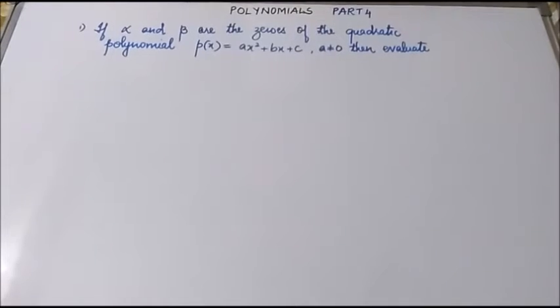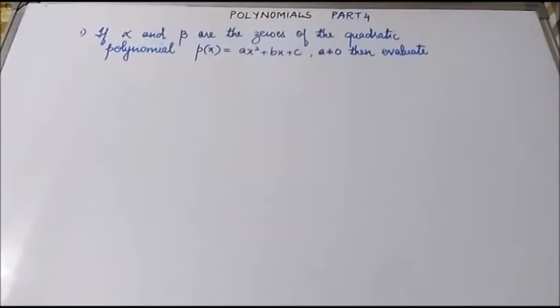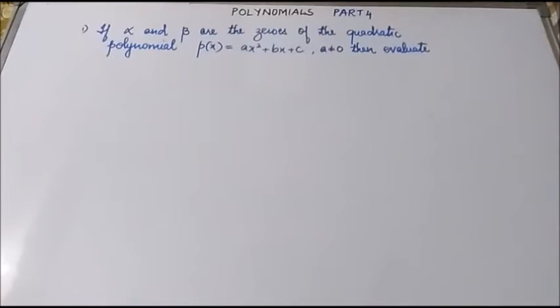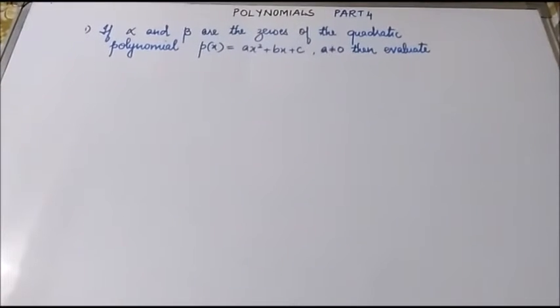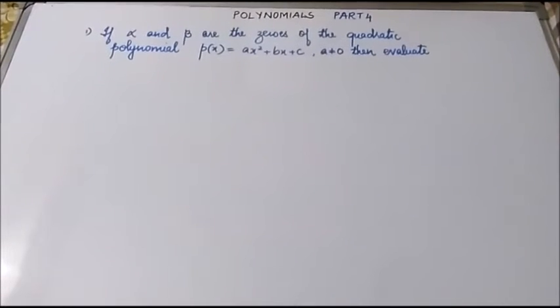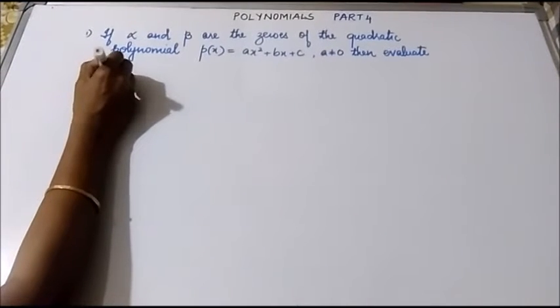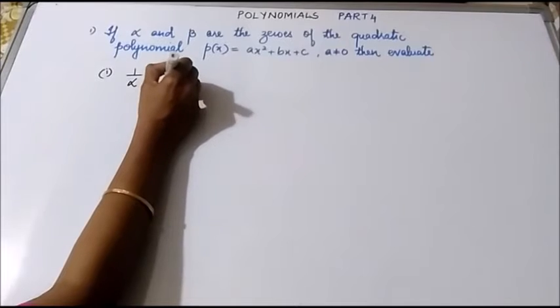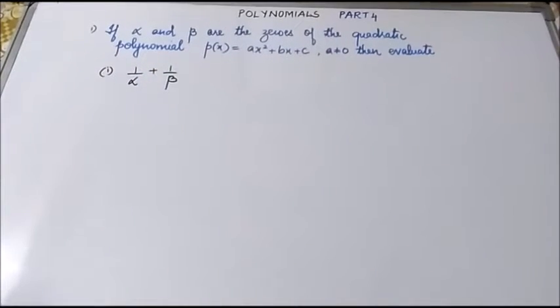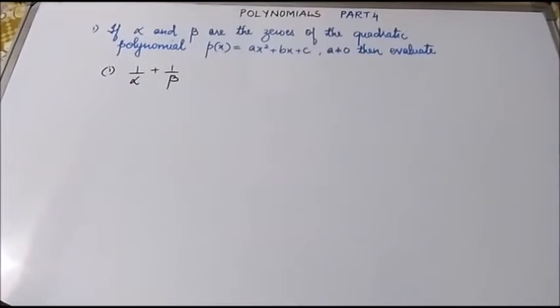Now let us do some more questions based on the relationship between the zeros and coefficients of a quadratic polynomial. The question is, if alpha and beta are the zeros of the quadratic polynomial ax square plus bx plus c, then evaluate it. In this, the first one, 1 by alpha plus 1 by beta. We have to evaluate this. Now how do we evaluate this?